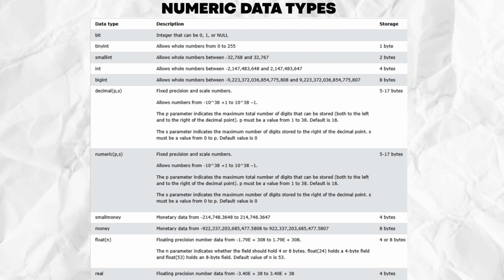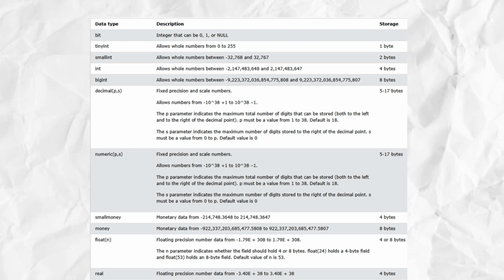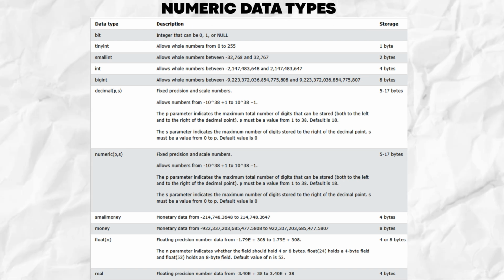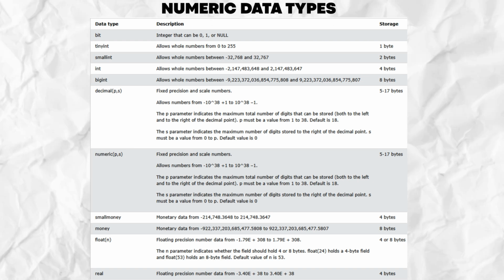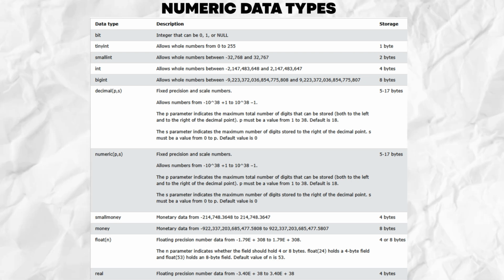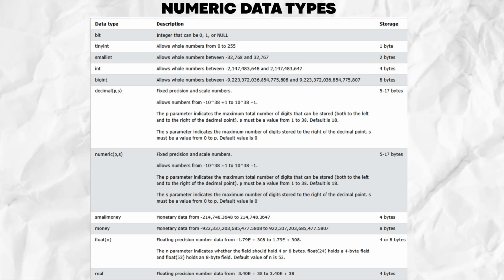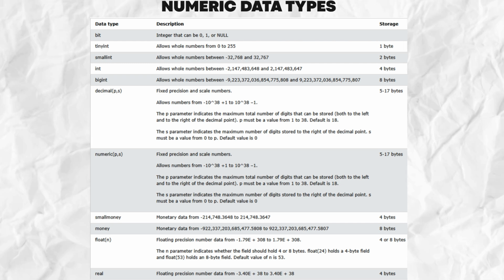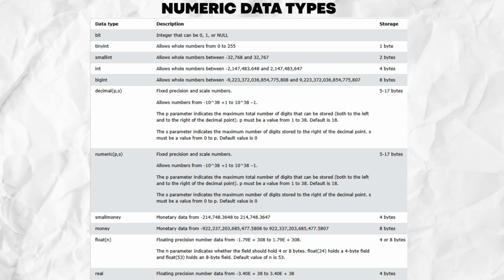For example, we have bit. This is an integer that can hold 0, 1 or null. In SQL Server, we have null. I have explained about nulls in previous videos. If you want to learn more about it, I highly suggest you watch that video.